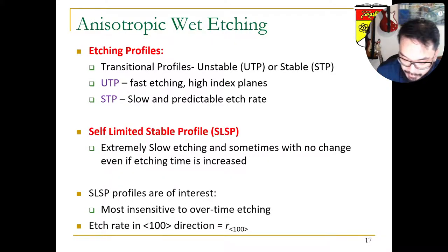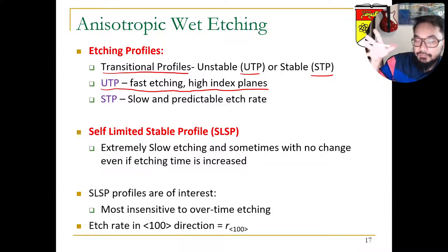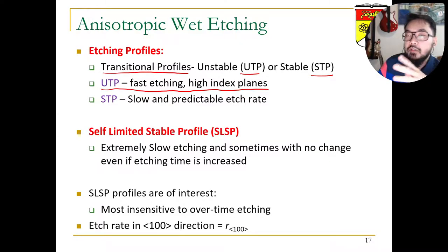Recalling etching profiles, the transitional profile is the profile when the etching is still taking place, so you can see the evolution of the etch profile. If you take a snapshot, you can know the transitional profile. The transitional profile can be unstable, UTP, or stable, STP. UTP is basically due to fast etching and high index planes. If you have a high index plane, fast etching, and a very weird looking opening, the transitional profile is hard to predict, so it is unstable. You can never know at any particular snapshot what the shape of the profile is. What you can know is the result at the end.